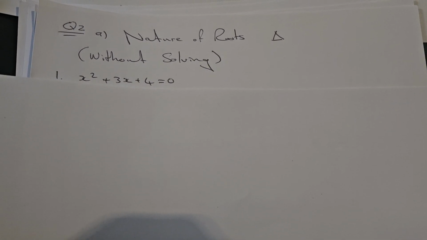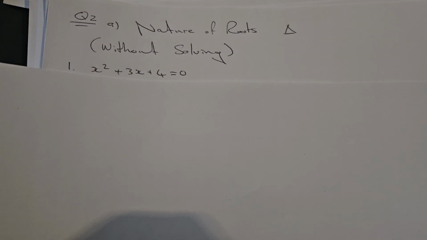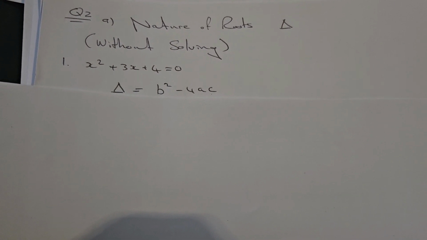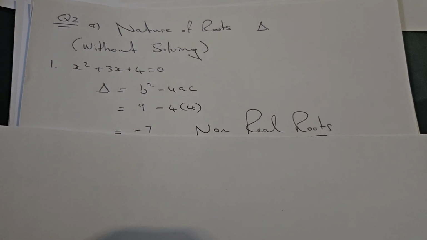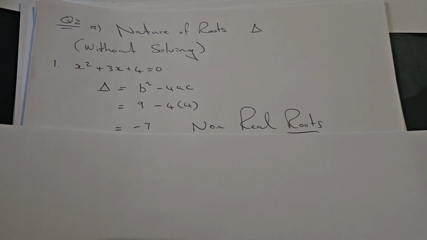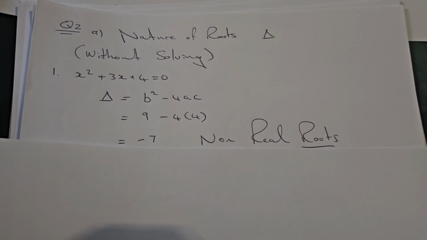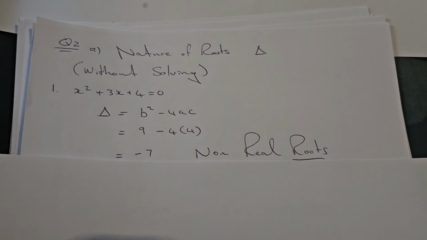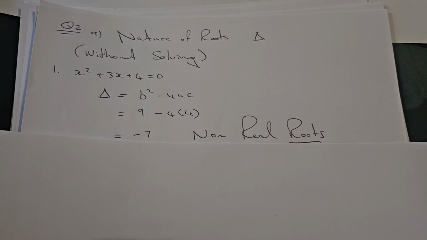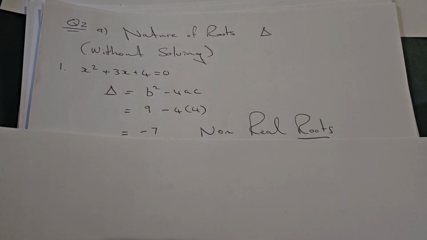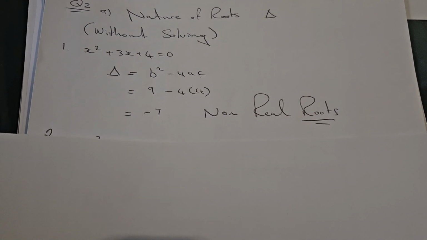Okay, so if this is my equation, it's already in standard form, I can just calculate my delta, which is that, substituting in my values, and if I get something like negative 7, remember, we have to state something about the nature of the roots. So I'm going to have to say no real roots or non-real roots for this specific function. That's what a negative delta means.